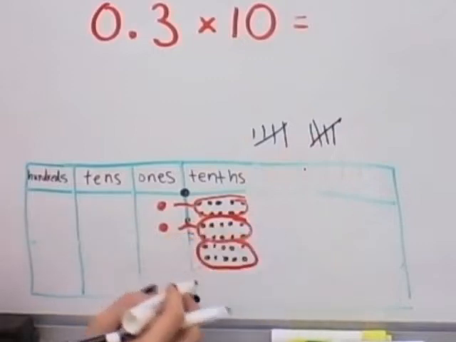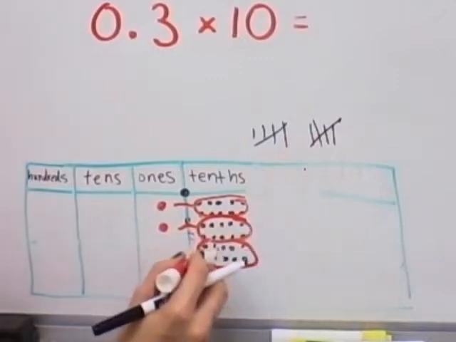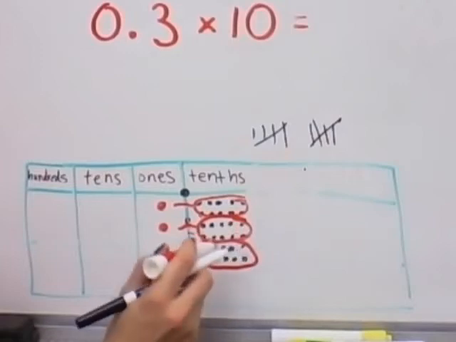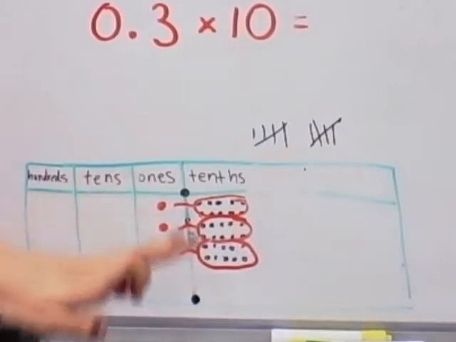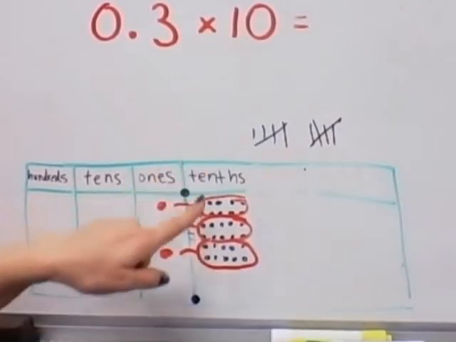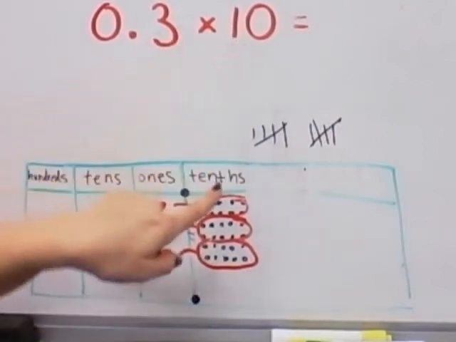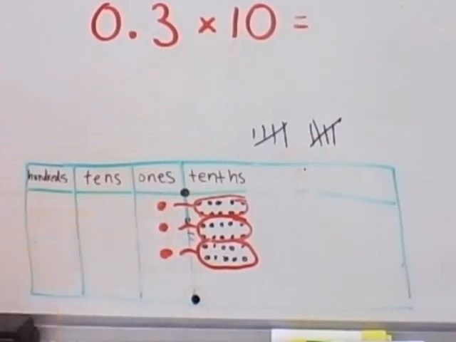This makes another group of 3 tenths. Another group of 10 tenths, and it regroups to another 1 whole. So right here I'm showing that 3 tenths times 10 equals 3 whole.